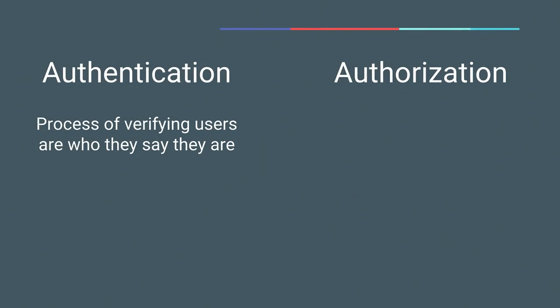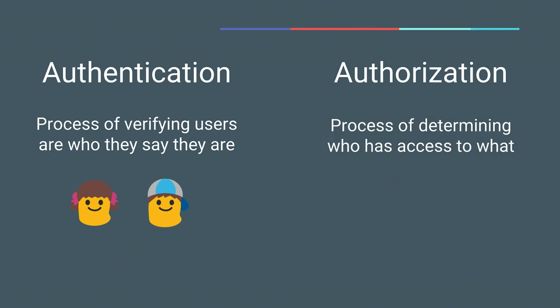Authentication is the process of verifying users are who they actually say they are. So this user is Sarah, and this user is Billy. Authorization, on the other hand, is the process of determining who has access to what data. So maybe Sarah has a ticket to the match and is going to be able to get in, whereas Billy is empty-handed and is going to be stuck watching the game from the pub.